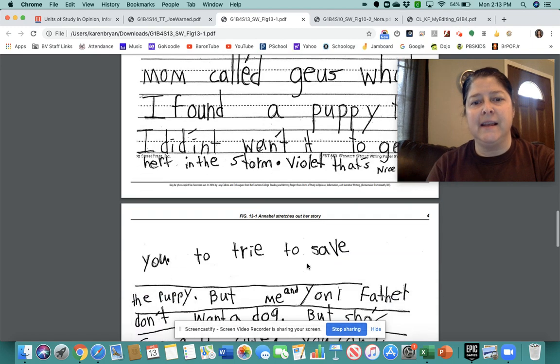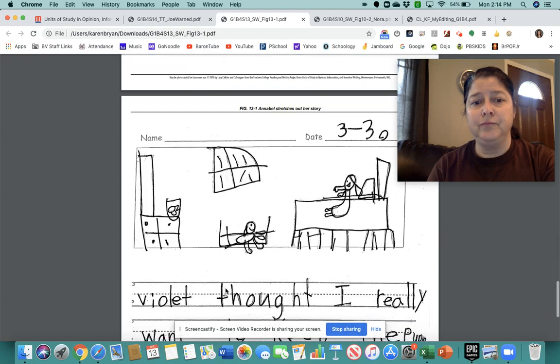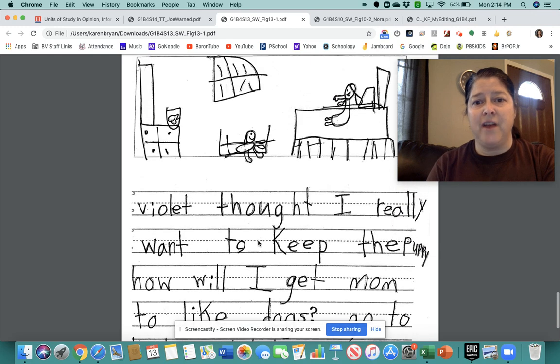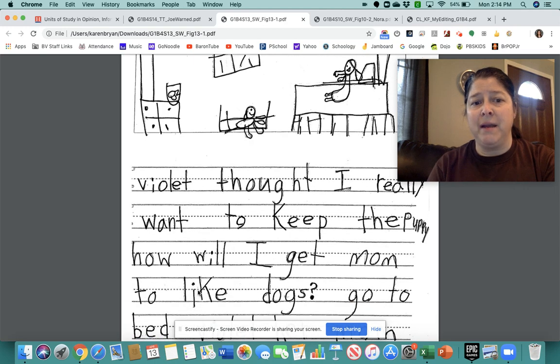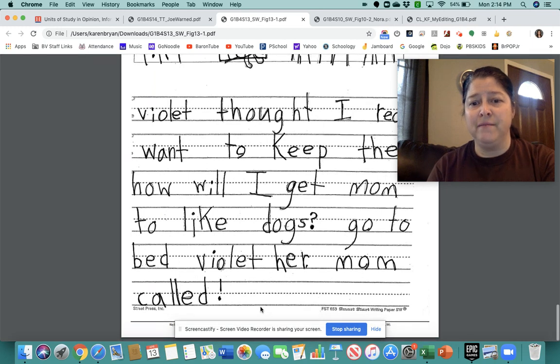Violet, that's nice of you to try to save the puppy. But me and your father don't want a dog. But she's so cute. You can keep her until her mom comes. Okay, Mom. Violet, please go in your room and get your pajamas. Violet thought, I really want to keep the puppy. How will I get my mom to like dogs? Go to bed, Violet, her mom called.